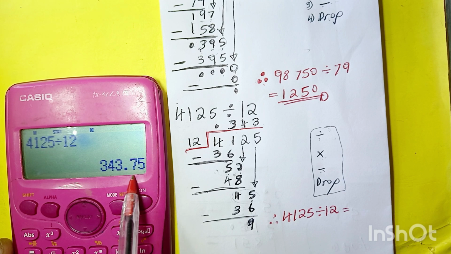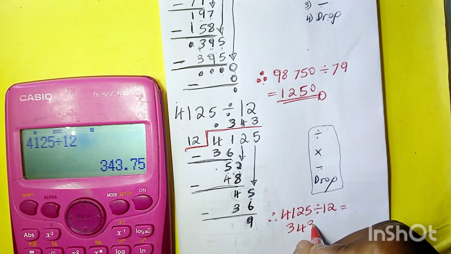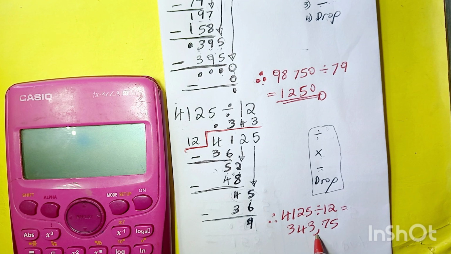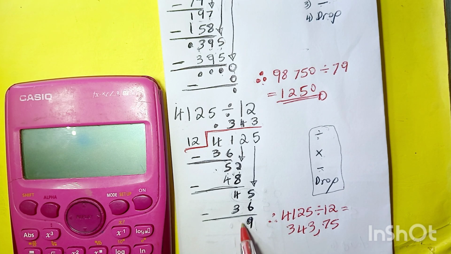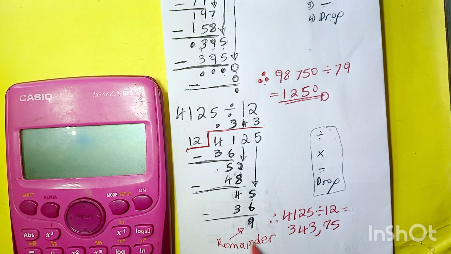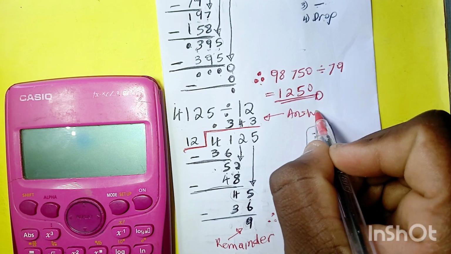I got a decimal number here, which is 343,75. The reason why I got a decimal number is because my remainder is no longer 0 now. It is a number now. Here's my remainder. Yeah, this one is my remainder. And this one is my answer.